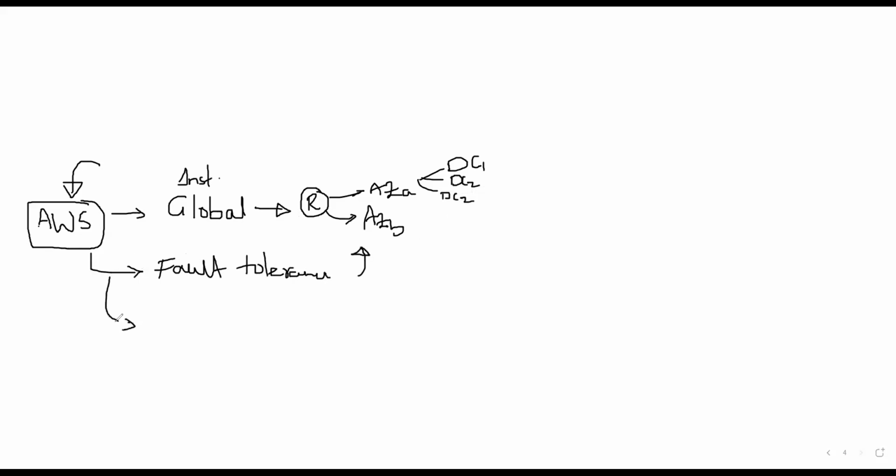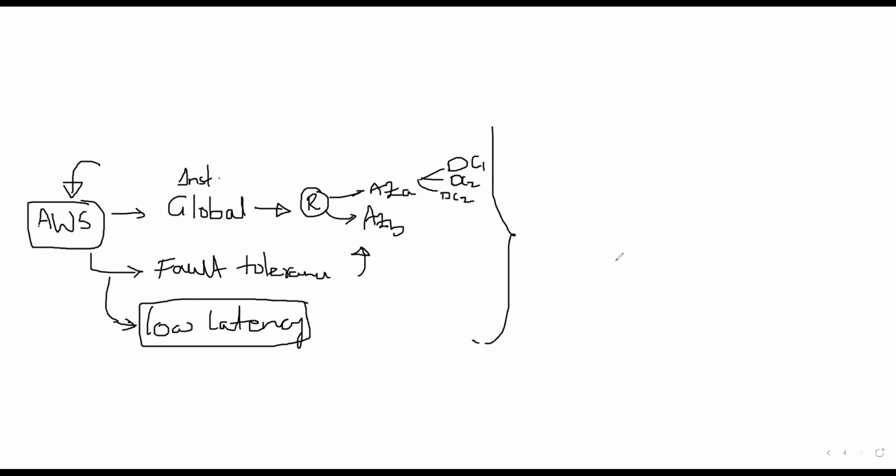And AWS is also saying that we are providing the services with low latency. What does low latency mean? Just let me give one example.